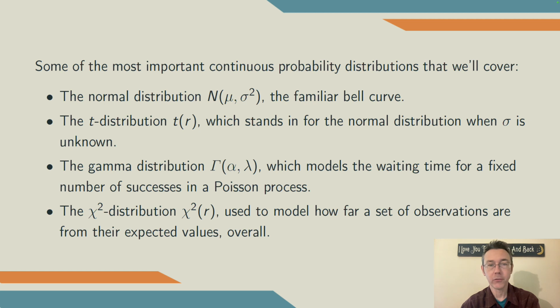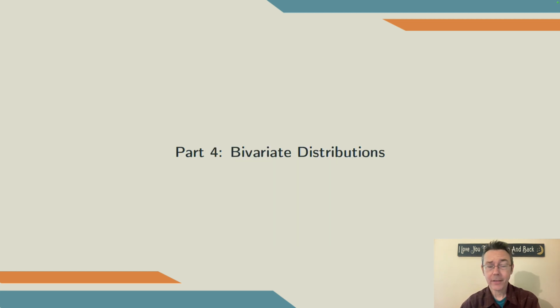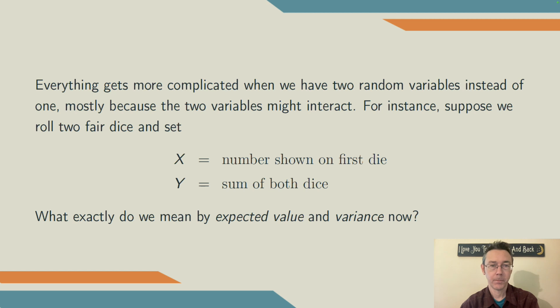The good old normal distribution, the t-distribution that stands in for the normal distribution when the standard deviation is unknown, as well as the gamma and chi-squared distributions. After that, we'll want to talk about distributions where we have more than one random variable, so-called bivariate distributions. Everything gets more complicated in this situation.